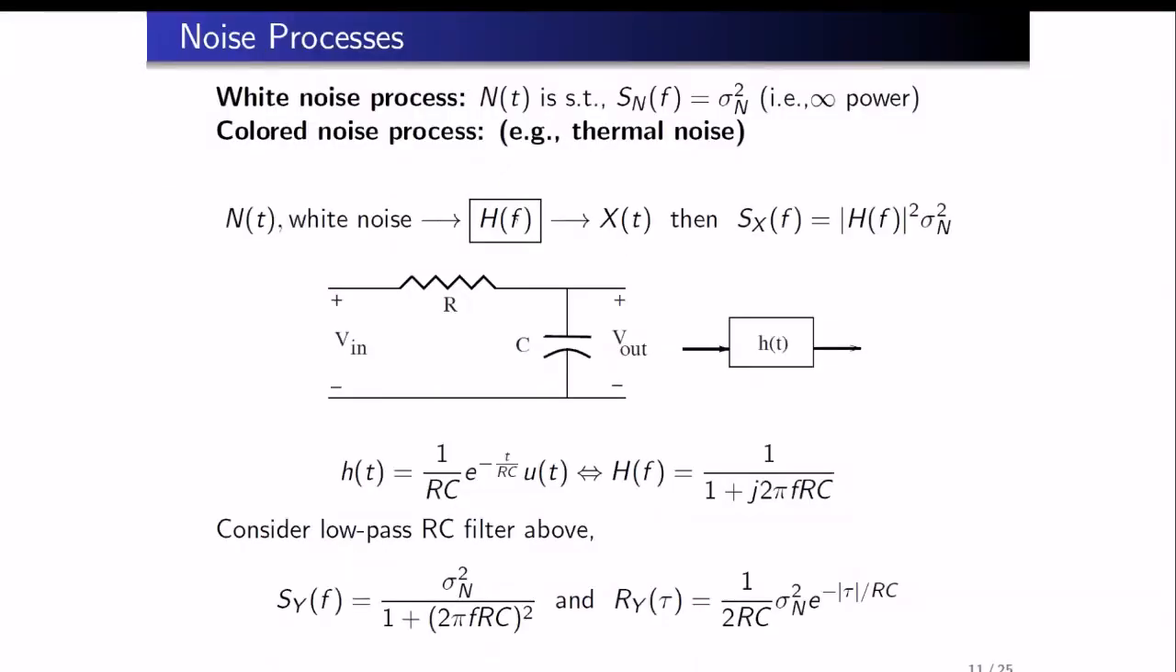We can see one example of this. Suppose there is a white noise process, n(t), whose PSD is given as sigma n squared. So it is constant, it does not depend on f. And if I pass this noise to an RC circuit, where I apply the noise as the voltage here and look at the output V out, we know that this is a linear time invariant system, and its transfer function is given as 1 upon 1 plus j 2 pi f RC. In the time domain, the impulse response will be given as this formula.